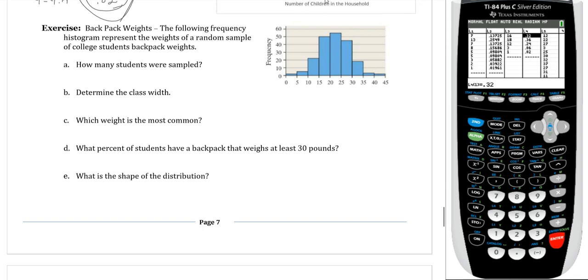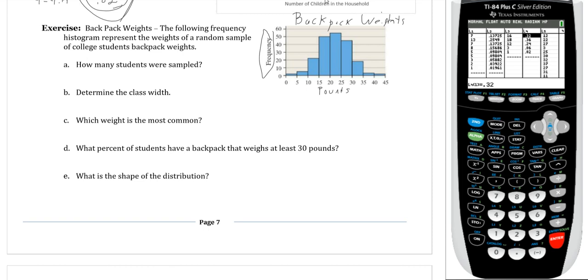A histogram should always have labels here. So this has a frequency label here, which is nice, but you should have a label here. Maybe this is in pounds. And then an overall title as well, so something like backpack weights. That would be a good title for the graph itself. That represents to the reader what this graph is trying to do.